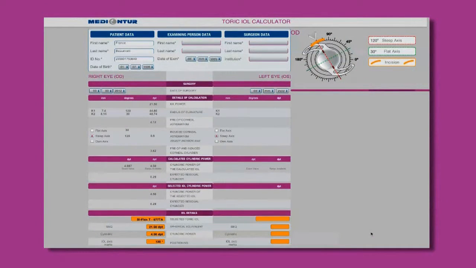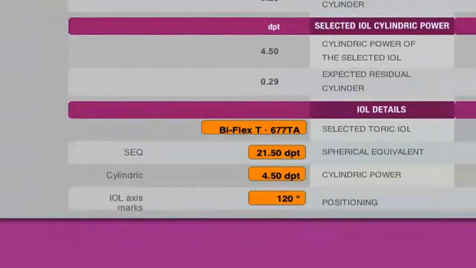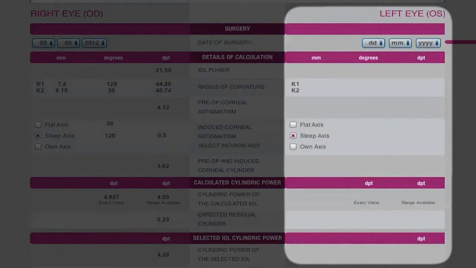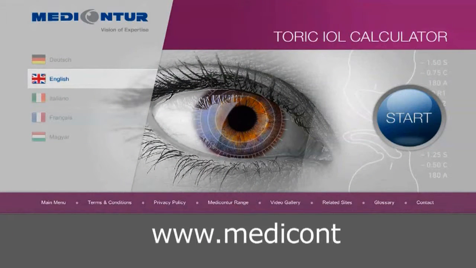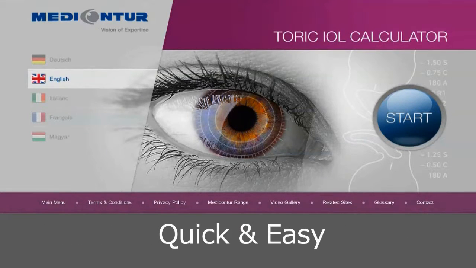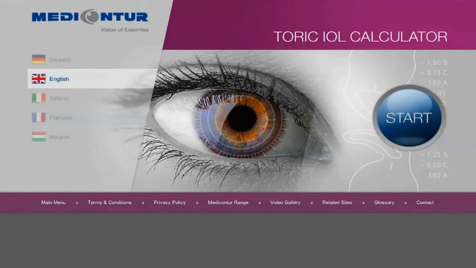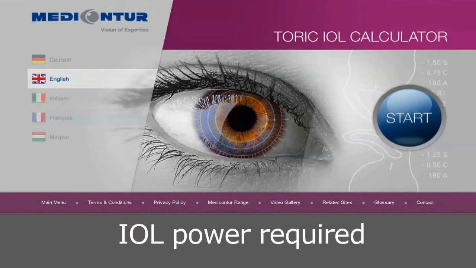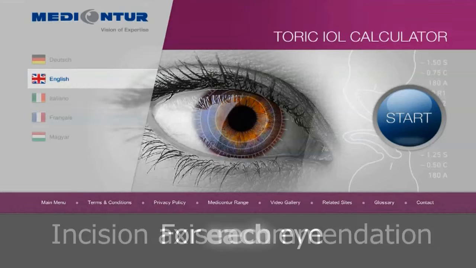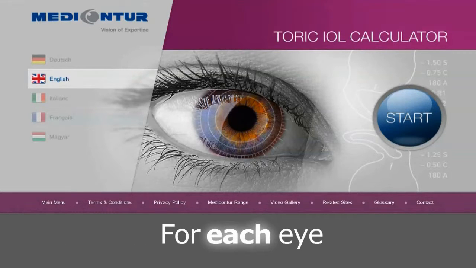All the data collected is used to determine the adapted lens with specific power to correctly get the best quality of vision in each eye. The MetaContour online calculator is the last generation of calculators. It permits you to determine very easily and quickly the proper IOL power required, the fit angle, and the incision axis recommendations for each of the lenses to be implanted.